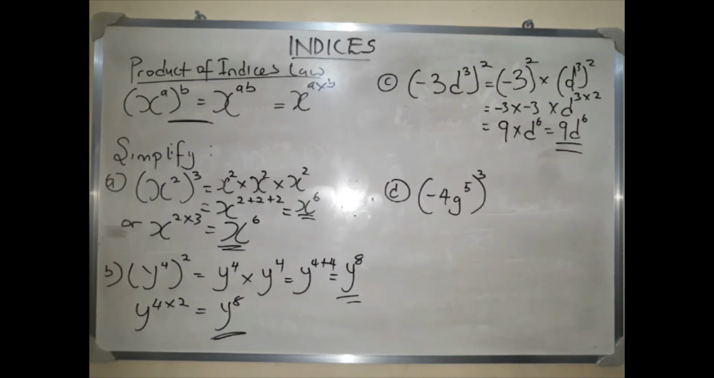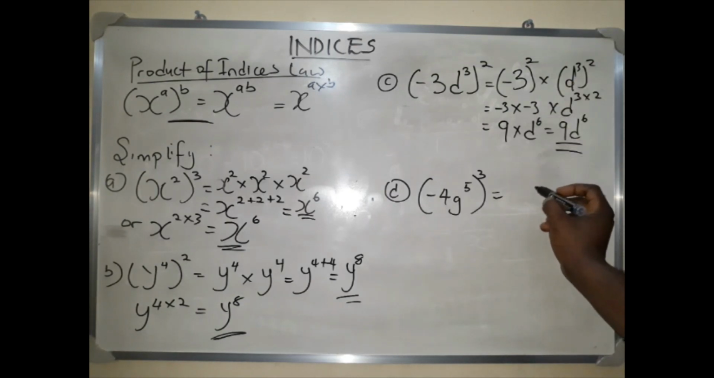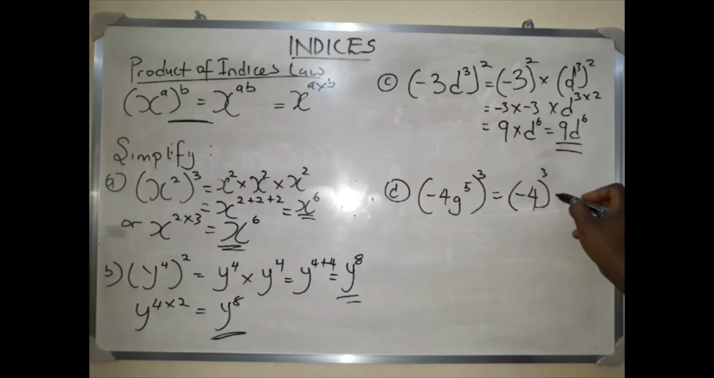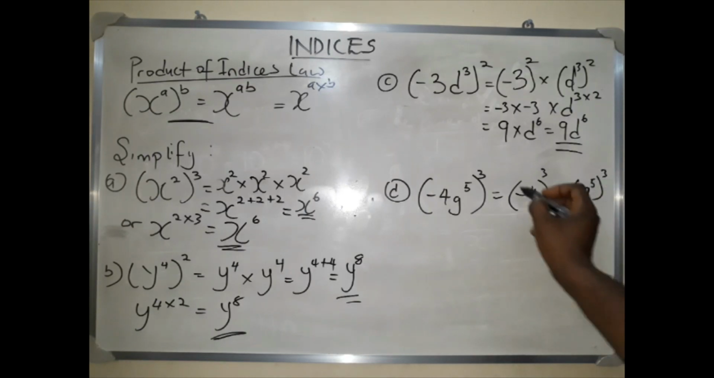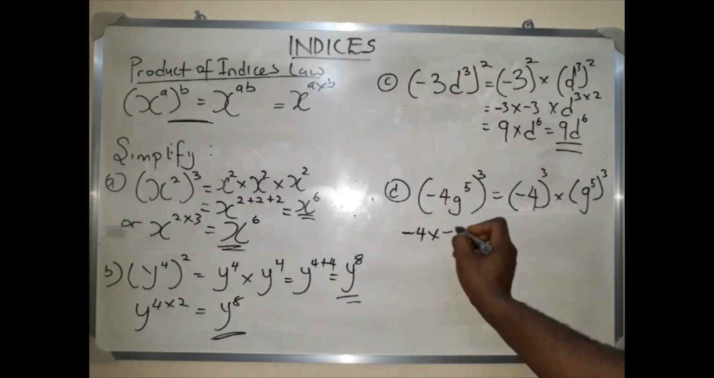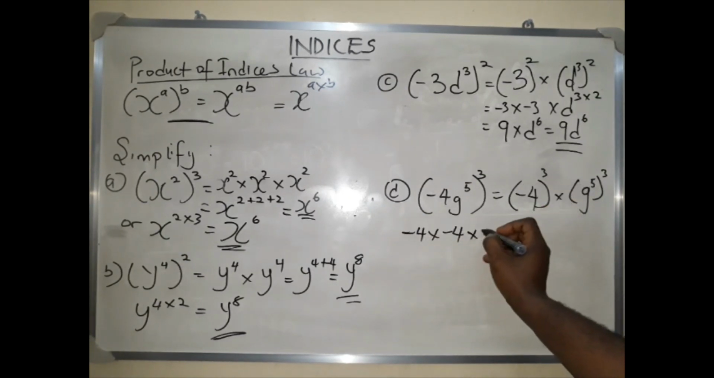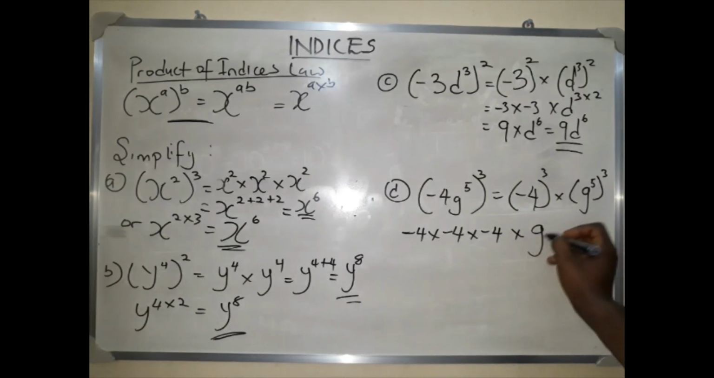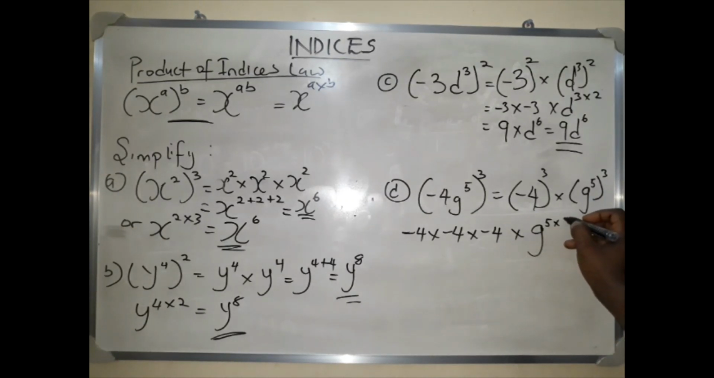So now let's go to the final example here. The final example says, in bracket, minus 4 g raised to the power 5, raised to the power 3. So we can still do what we did here. In this case, we can say minus 4 raised to the power of 3 times g raised to the power 5 in bracket raised to the power 3. So we can say minus 4 times minus 4, we're raising minus 4 to the power of 3, times minus 4 times g raised to the power 5 times 3.